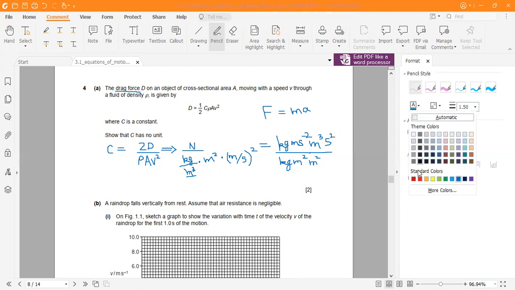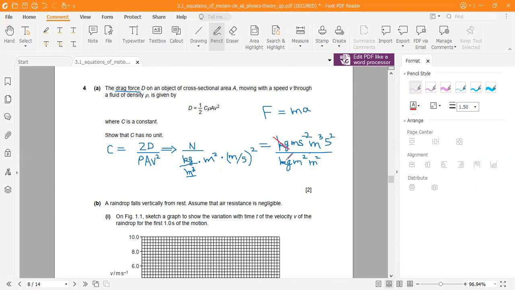Now time to do cancellations. I know that this and this will cancel out. This second minus 2 and this second 2 will be added, minus 2 plus 2 will be 0, and second to the power of 0 will be 1, so no unit. Now look at this meter sign. This is 1, this is 3, this is 2 and 2. So on the numerator you will get m to the power of 4, in the denominator you will get m to the power of 4, so they will also cancel out, and you will be left with no units. So that's why you can say no units.